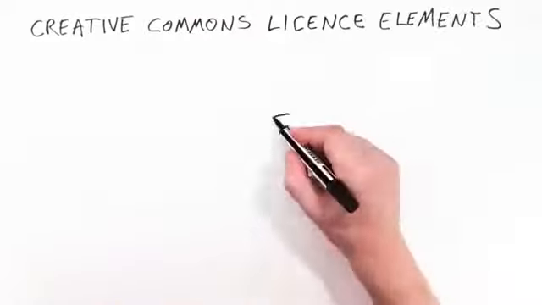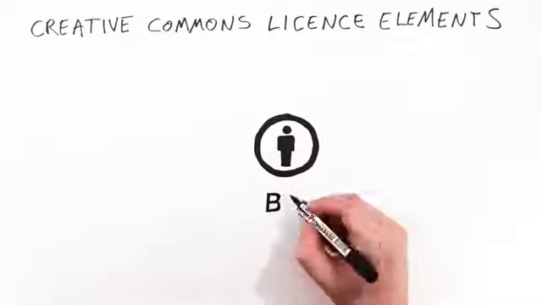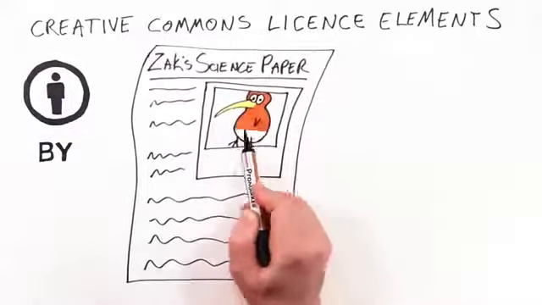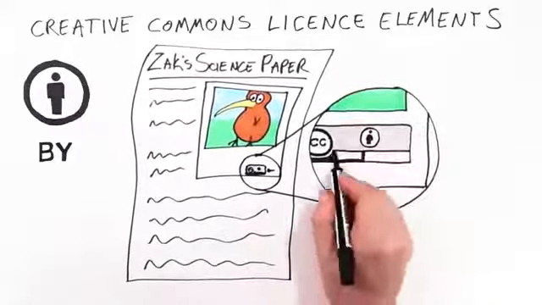Creative Commons licenses are made up of license elements. You can think of them as rules, and each has its own special symbol. This is attribution. It means that Zach must acknowledge Kiri when he publishes his science project containing her photo.